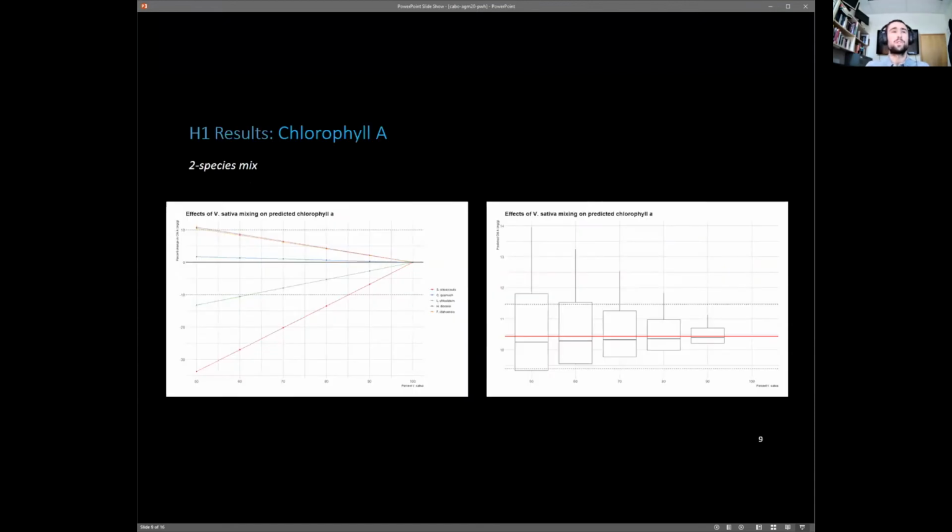So some initial results here for a 2-species mix. You can see on the left-hand side a line graph showing the effects of V. sativa mixing on predicted chlorophyll A. The y-axis is the percent change in chlorophyll A, so minus 30 means there's a 30% difference, plus 10 means there's a 10% difference. You can see overall that the performance was relatively good for most species, except for Senicula crassicalis, which had almost a 40 or 35% change.